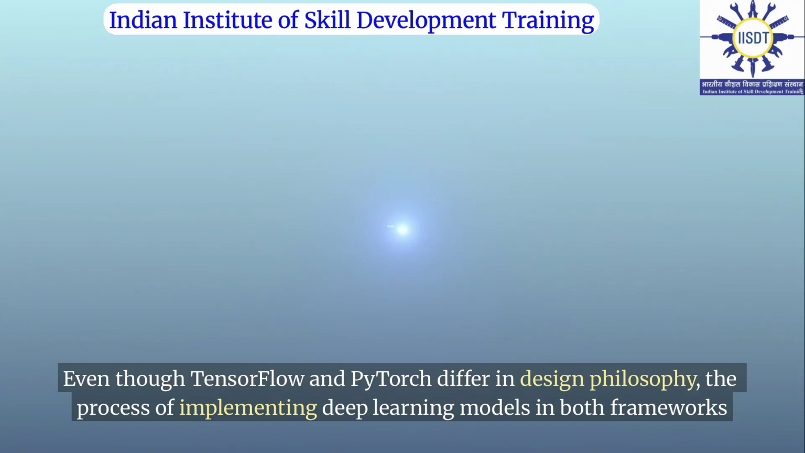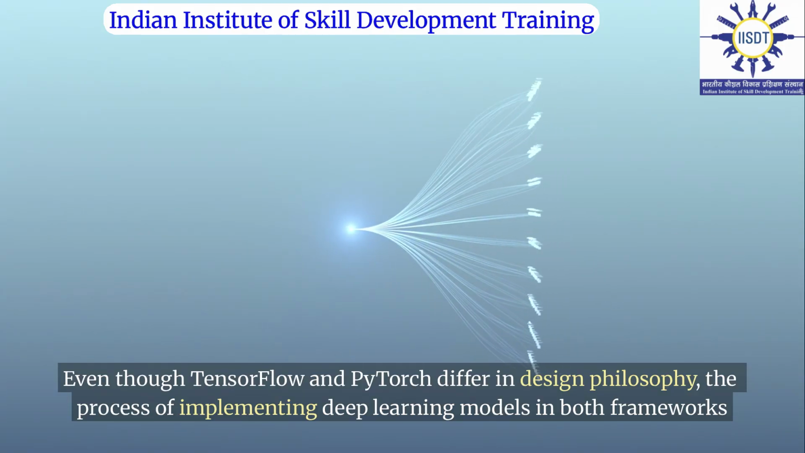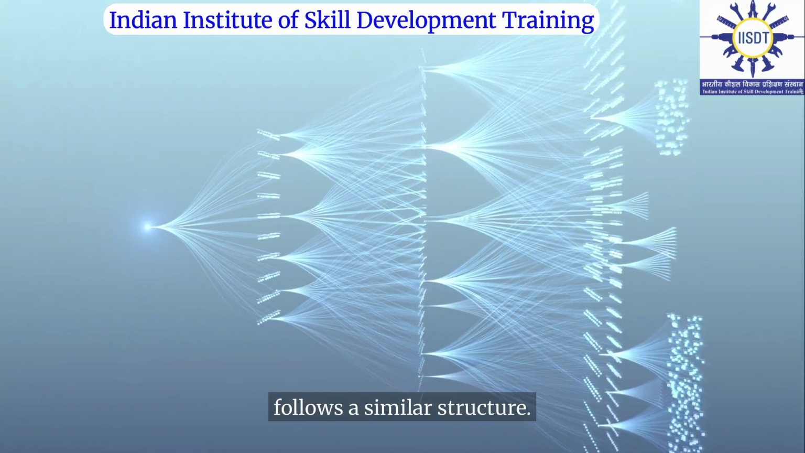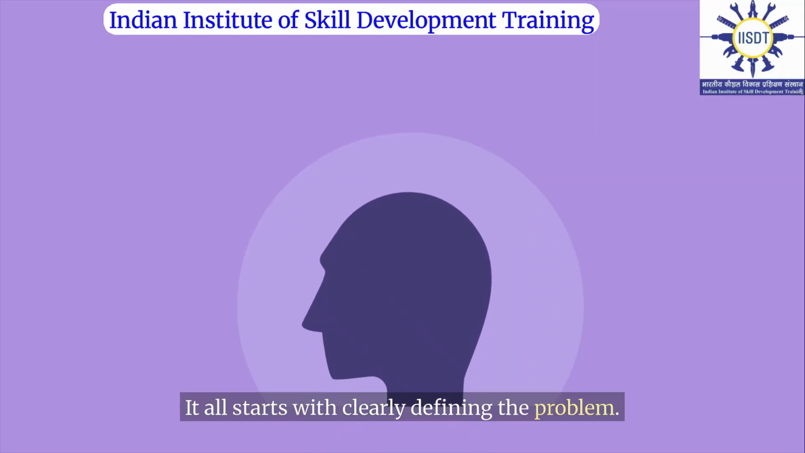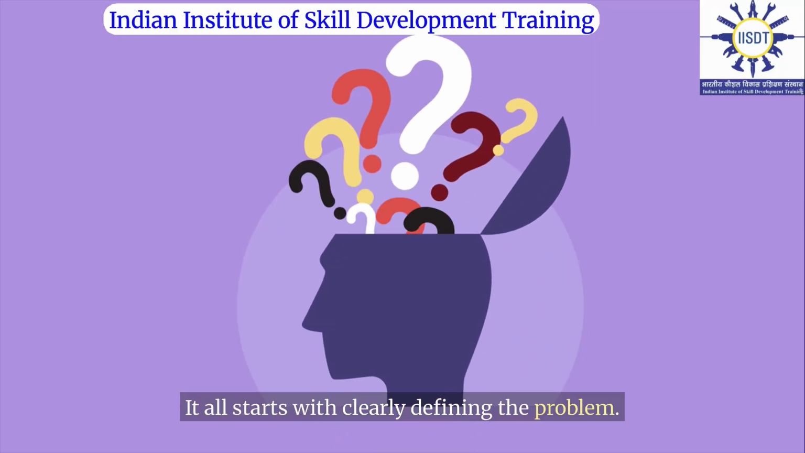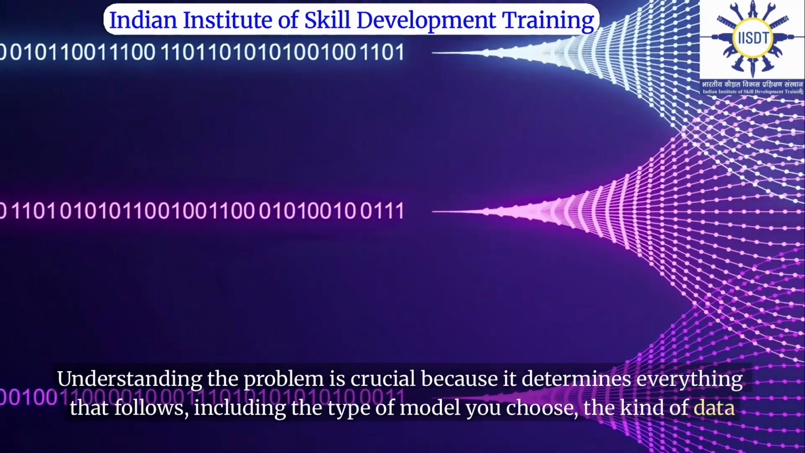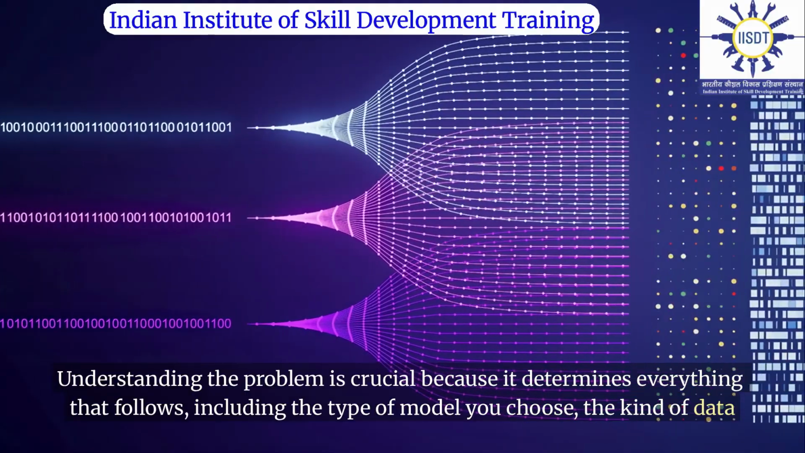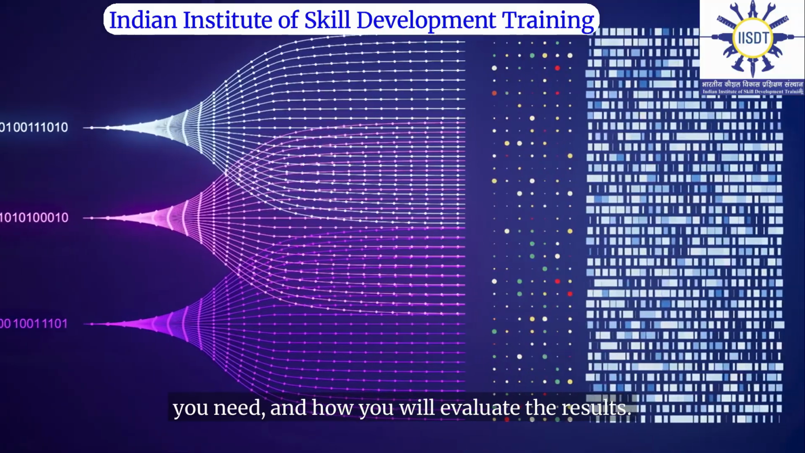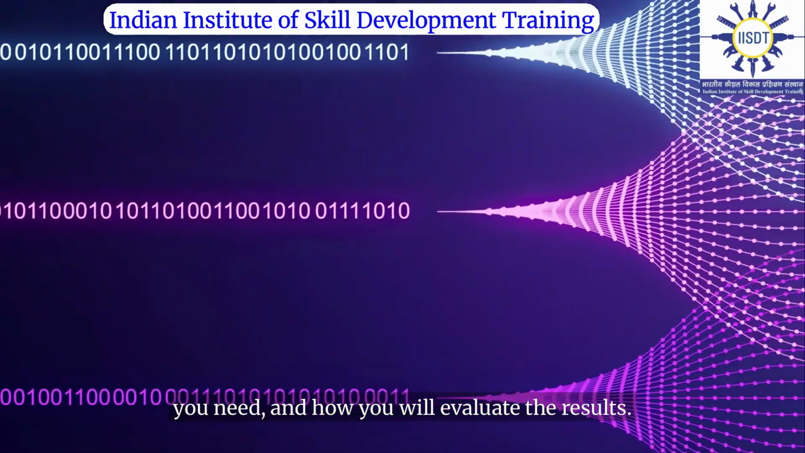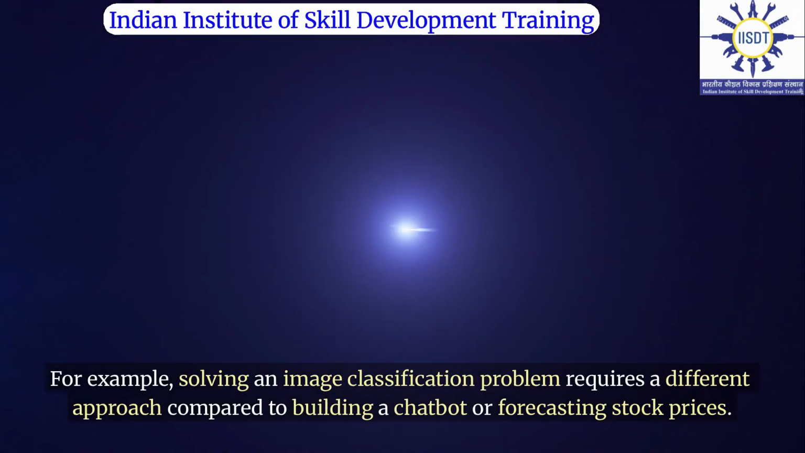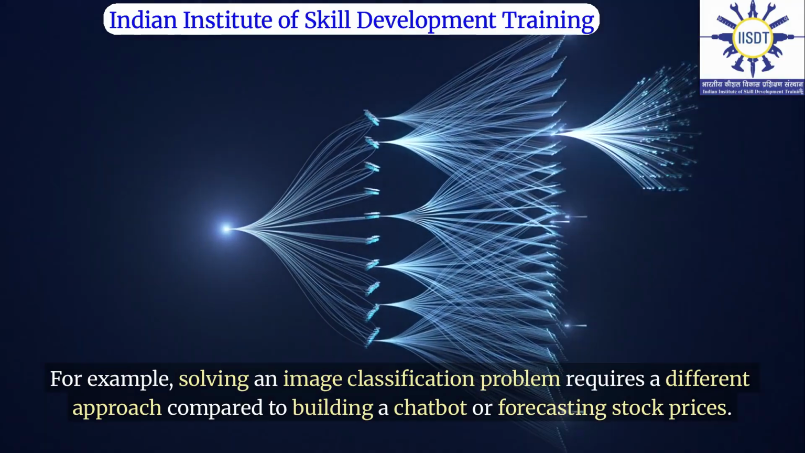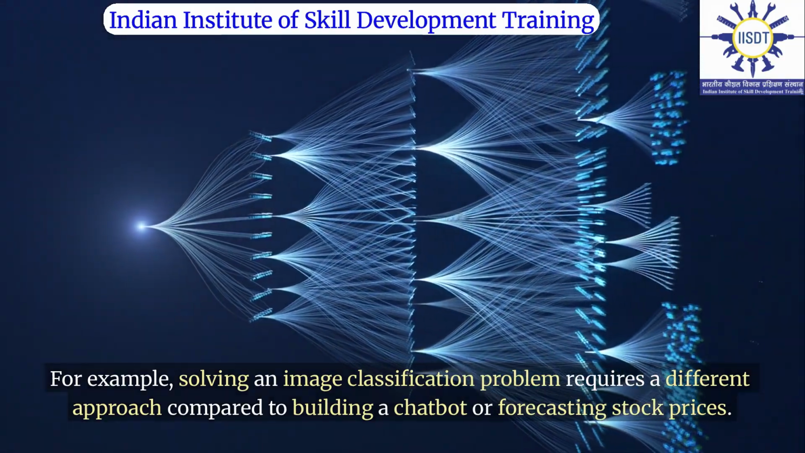Even though TensorFlow and PyTorch differ in design philosophy, the process of implementing deep learning models in both frameworks follows a similar structure. It all starts with clearly defining the problem. Understanding the problem is crucial because it determines everything that follows, including the type of model you choose, the kind of data you need, and how you will evaluate the results. For example, solving an image classification problem requires a different approach compared to building a chatbot or forecasting stock prices.